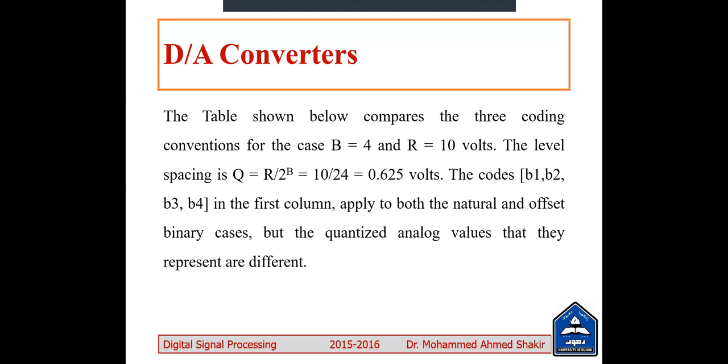The level spacing EQ, of course, you can easily calculate. EQ equals R over 2 to power B, which is 10 divided by 2 to power 4, and 10 divided by 16, not 24, will be 0.625 volts. The codes B1, B2, B3, B4 in the first column apply to both natural and offset binary cases, but the quantized analog values that they represent are different.